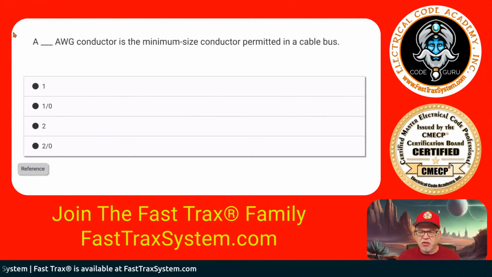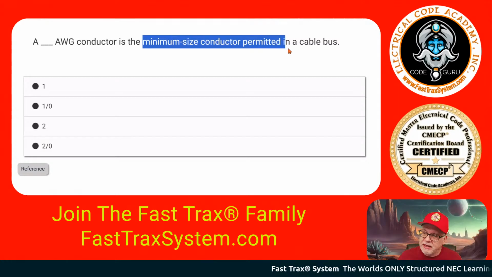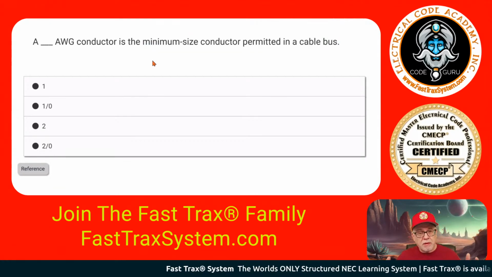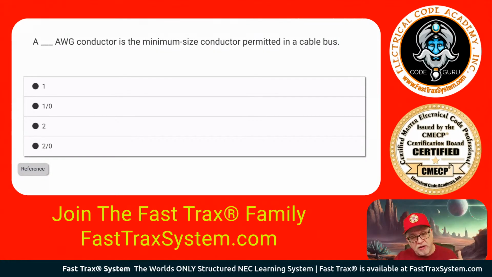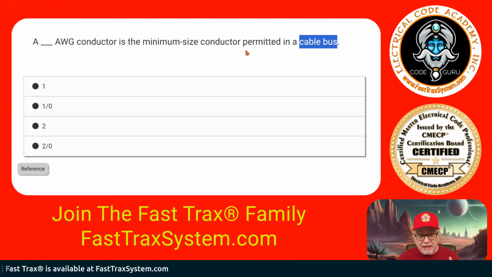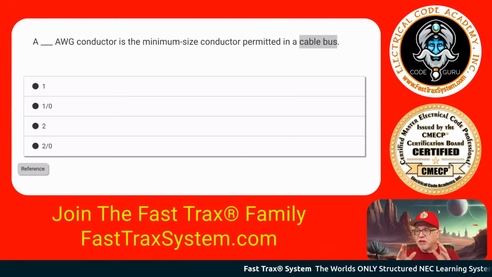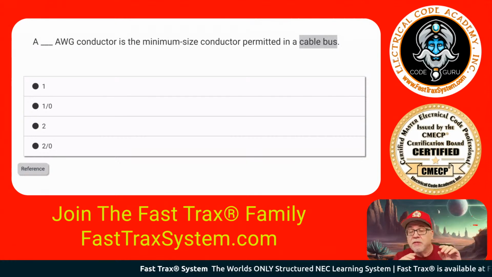All right. So the next question that we have, it says, is a blank AWG conductor is the minimum size conductor permitted in a cable bus. Okay, so again, on the exam, you should be using your index. Your index, you go look and see if there's anything in the index for cable bus, okay? Or you know that's a type of wiring method. You could go to the beginning of the NEC and look at the table of contents and find out, okay, what article is dealing with that, okay? And you might see that there is a specific article that deals with cable bus.